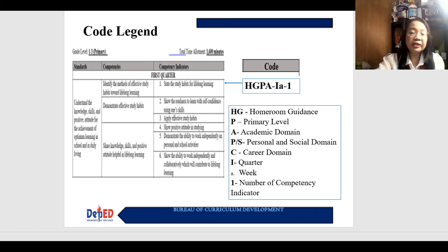Okay, now this time, let's take a look at the code legend. We can see the code here: the letters H, G, P, A, dash, Roman numeral 1, lowercase a, dash, 1. HG stands for Homeroom Guidance, P as primary level, A for academic domain. PS, if you can see a PS there, that is personal and social domain. If you can see the letter C, that's career domain. And the Roman numeral 1 stands for the quarter. The lowercase a stands for the week. And the number 1 there is the number of competency indicator.